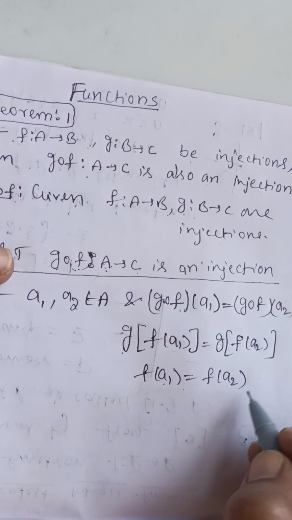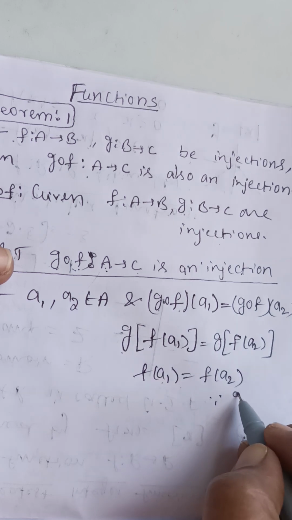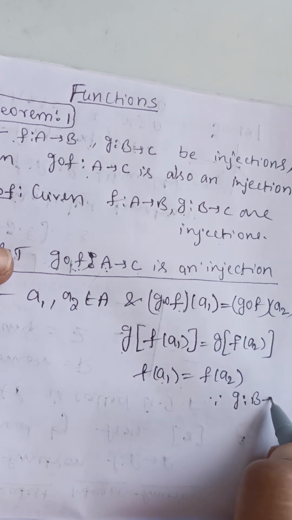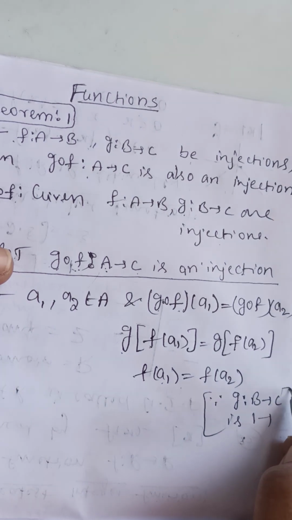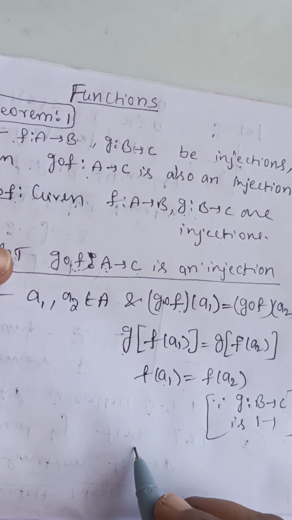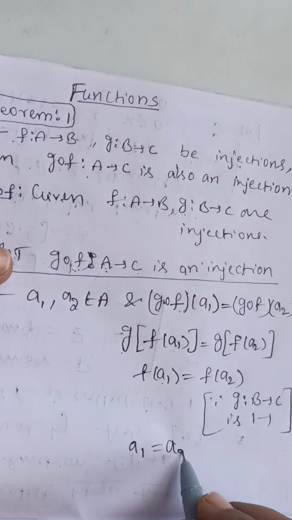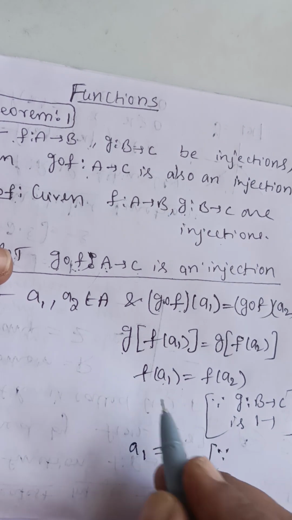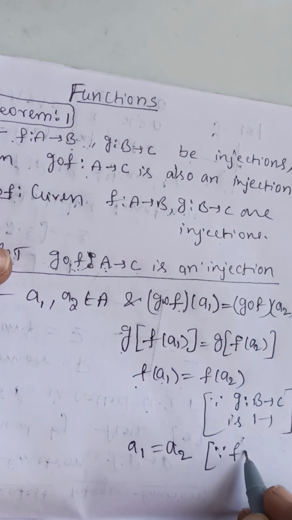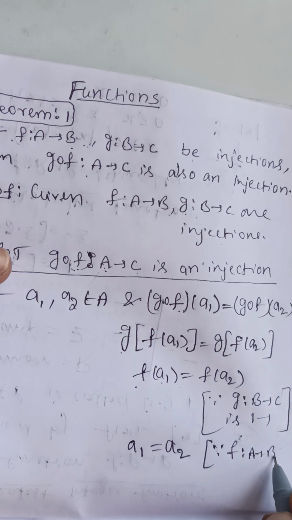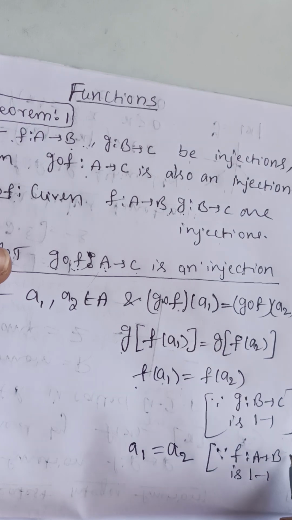So the reason: since g maps B to C is one-one, that is an injection, both sides g can also be removed. So a1 equal to a2, since the reason is f maps A to B is one-one. f maps A to B is one-one, that is an injection.